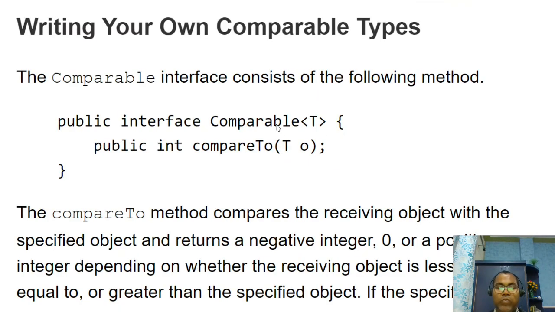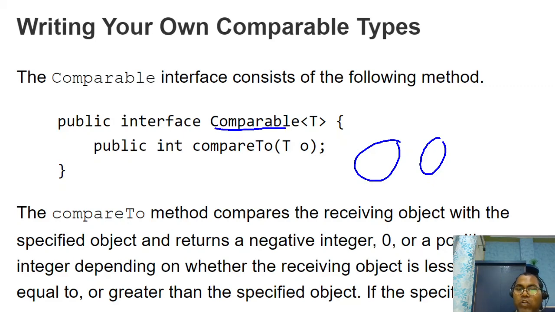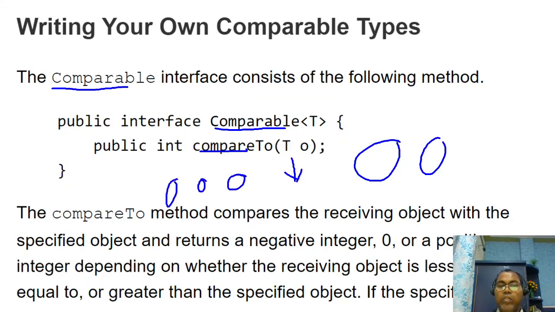So if you want your domain class to become comparable, to use inside Collections.sort, TreeMap or TreeSet, your class should implement the Comparable interface and override the compareTo method. In the compareTo method, you can provide the sorting logic for only one attribute.